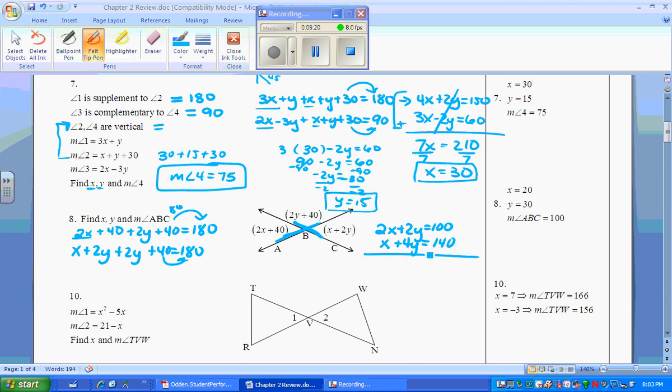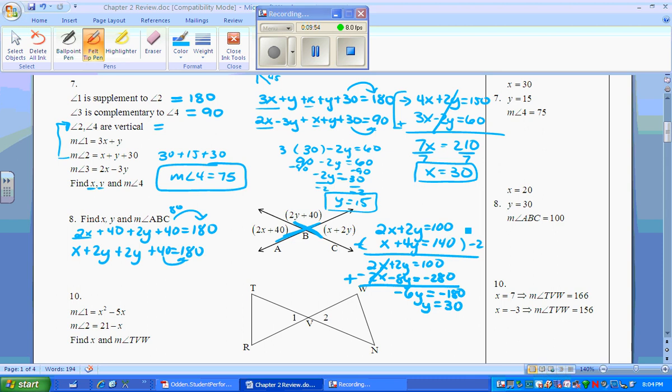What are you going to get rid of? Let's get rid of the x's because we can't do it right now, so we'll multiply this one by negative 2. So we got 2x plus 2y equals 100, and negative 2x minus 8y equals negative 280. X's cancel out. This makes negative 6y. This right here equals negative 180 divided by negative 6. Negative out of negative becomes positive, so y equals 30.